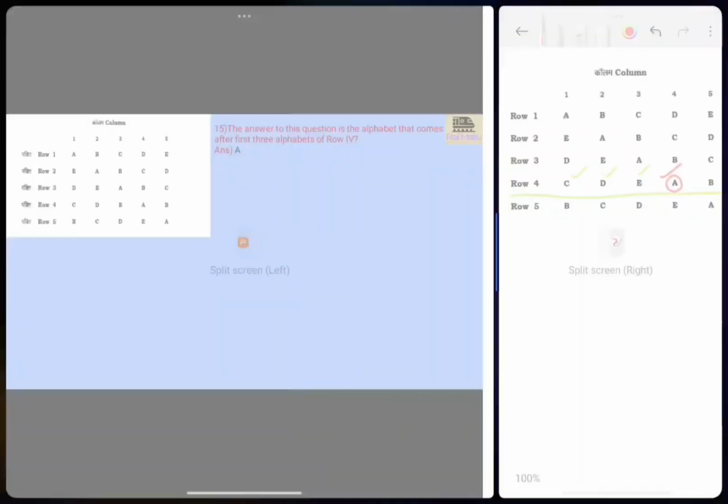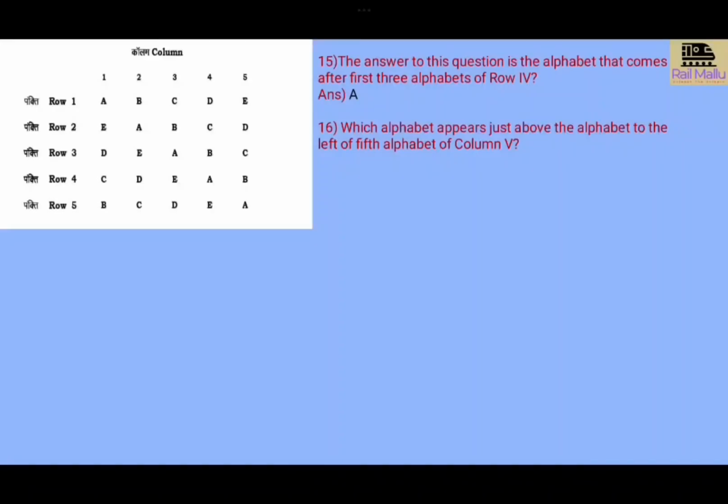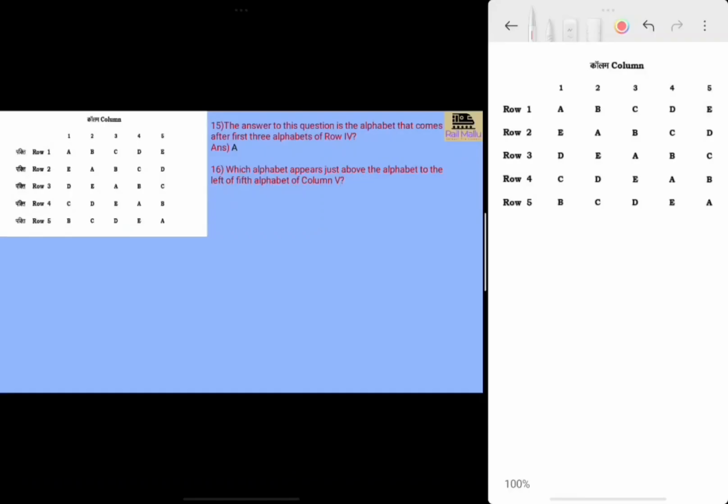Simple question. So next question is, which alphabet appears just above the alphabet to the left of fifth alphabet of column 5? Here the fifth alphabet of column 5 is A, and the alphabet to the left of A is E. A is the answer, right?